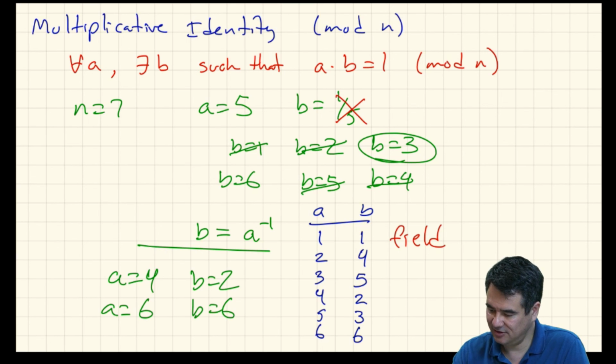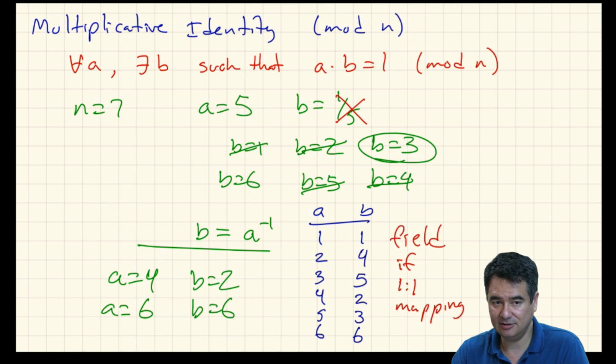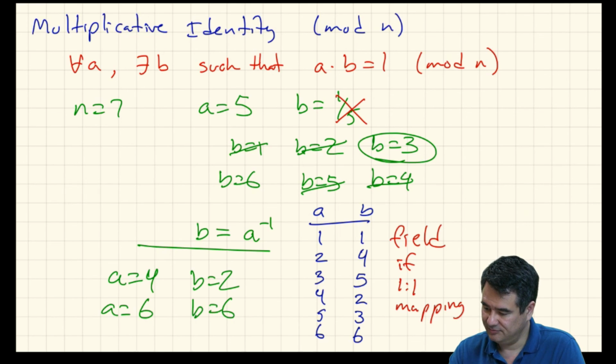So you have a field if there's a one-to-one mapping from a to b. So that's going to be an important thing. And so I think what I want to do is kind of leave it there. And like I said, this is sort of a preview, and this is going to become important in the weeks to come.